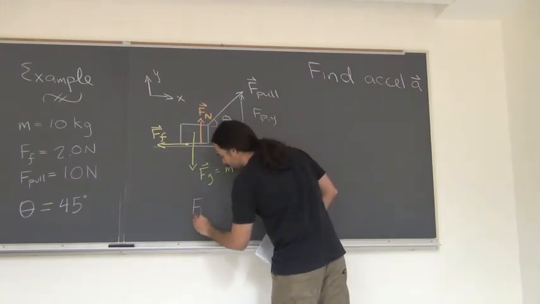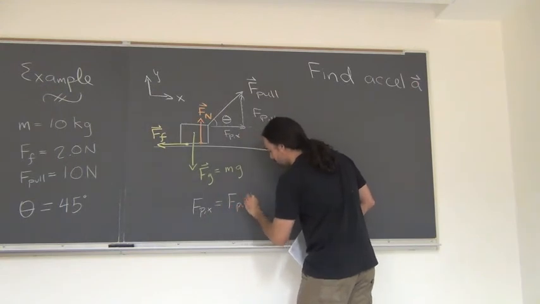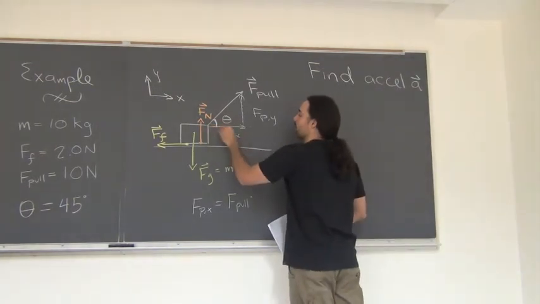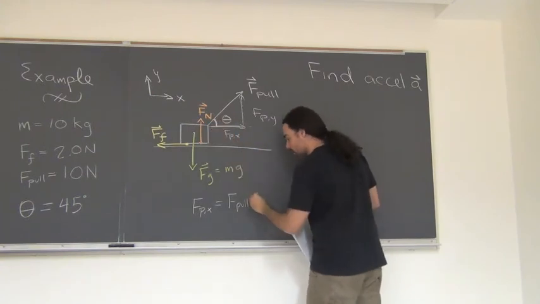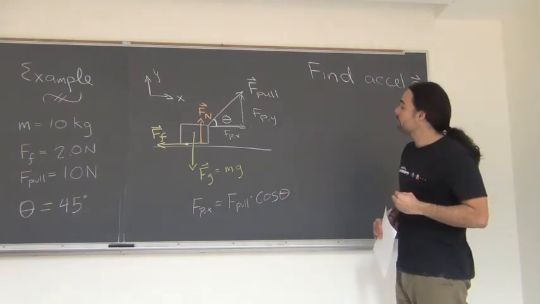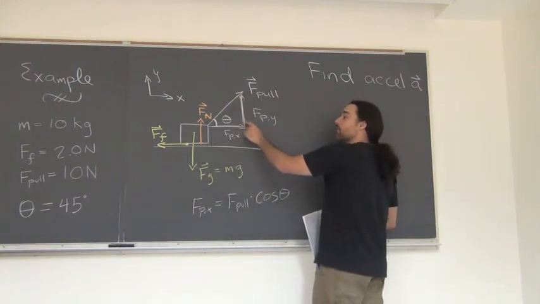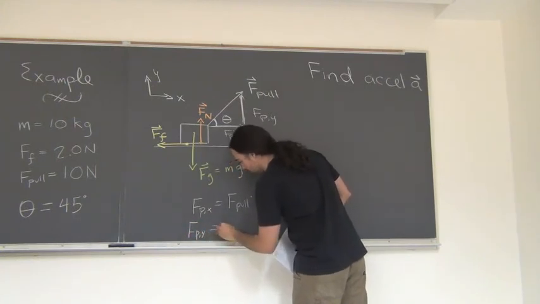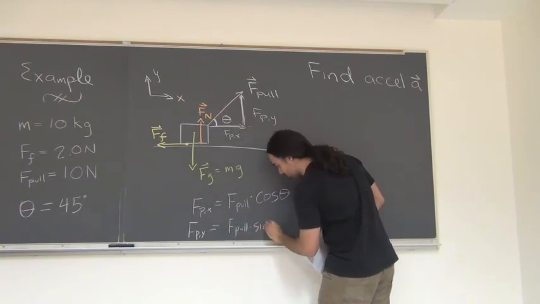All I have to do is say that F pull in the x direction is just equal to F pull times either a cosine or a sine. And if I look at this angle in this x direction, I can see that the x component of that vector is adjacent. So that would have to be cosine by SOHCAHTOA. And I can do the same thing for the y direction, for Fpy, which this time is opposite to that angle. So we would say Fpy equals F pull times the sine of theta.